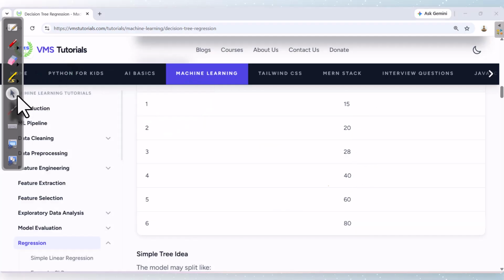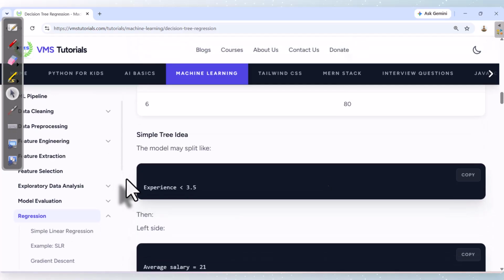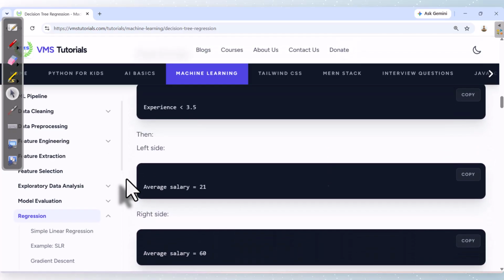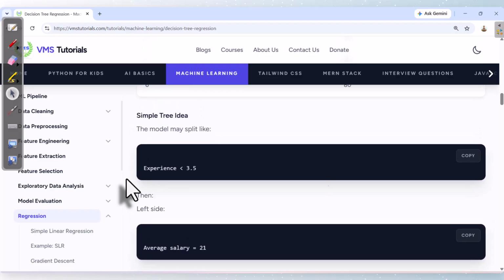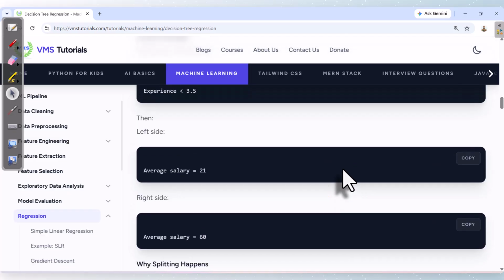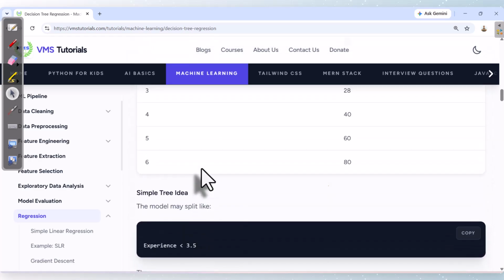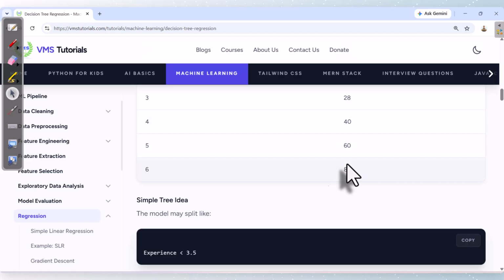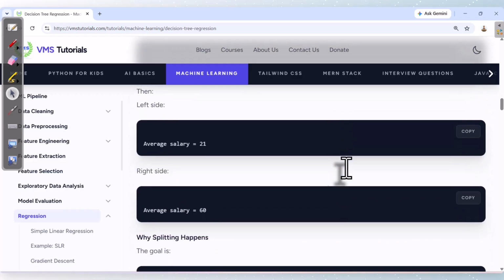So now the simple tree idea here is experience less than 3.5. If you take this concept, what is the average of this? 15 plus 20 plus 28 divided by 3. The average is 21. The right side points, 40 plus 60 plus 80, that is 180 divided by 3, which is 60, the average salary. Left side average, right side average.